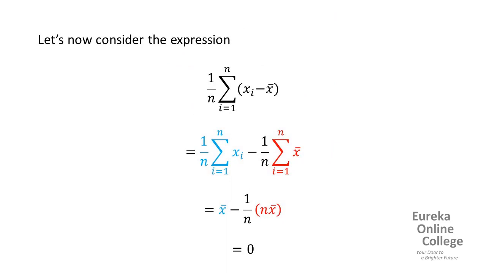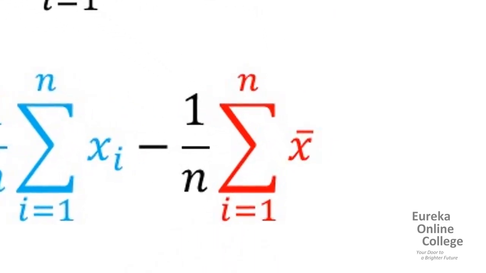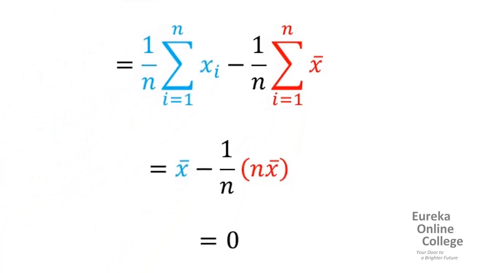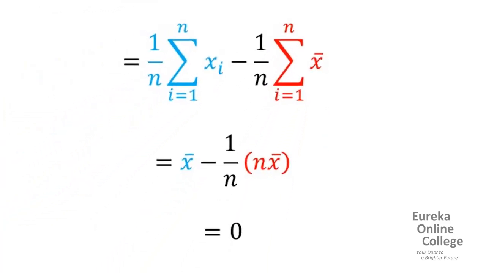Now if we look at the expression in red on that second line, we can see that that is the sum i running from 1 to n of x bar. But x bar does not depend on i. So we're literally just adding x bar to itself n times. So the result of that sum in red is n times x bar. But of course we've got a 1 over n out the front. So in total what we've got is x bar minus 1 over n, lots of n x bar. So you can see straight away that the 1 over n and the n are going to cancel in that second term. So we're going to have x bar minus x bar, which is 0.